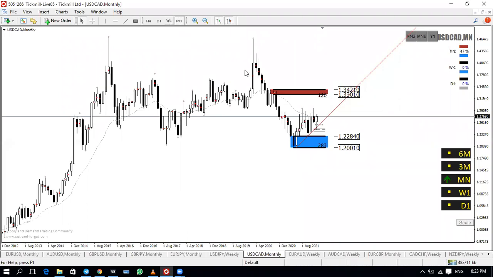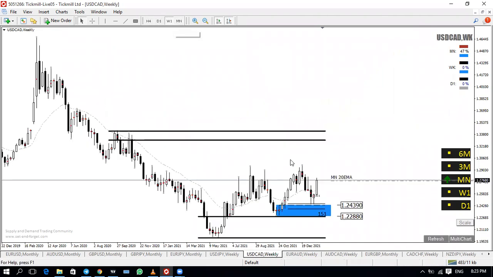So I'll be looking for buying opportunities on dollar CAD up to this level, up to this supply zone. There is enough room from the current market price toward the supply level, where I will not look for buys. There are about 500 pips. So for the next week on USDCAD, we'll be looking for buying opportunities since the monthly, our higher time frame, is bullish.